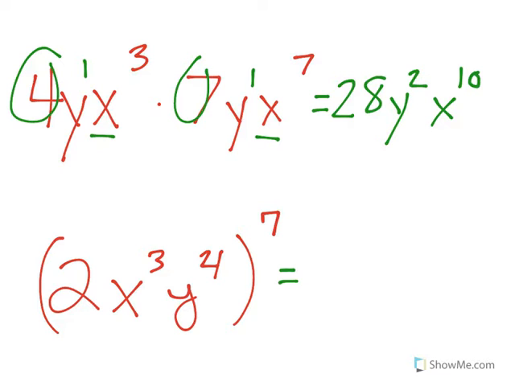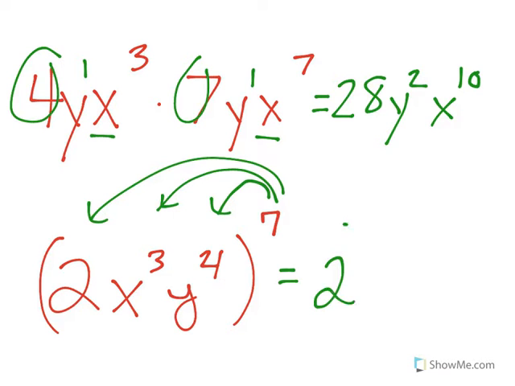This time it's a function to an exponent, meaning we're going to distribute that exponent to every number in there. I'm not going to figure out what 2 to the 7th is. I'm going to write it down as 2 to the 7th. That's just fine. X to the 21st, so I'm putting it to that power, and y to the 28th. So that's the basic rule for when we're multiplying. Now let's take a look at dividing.